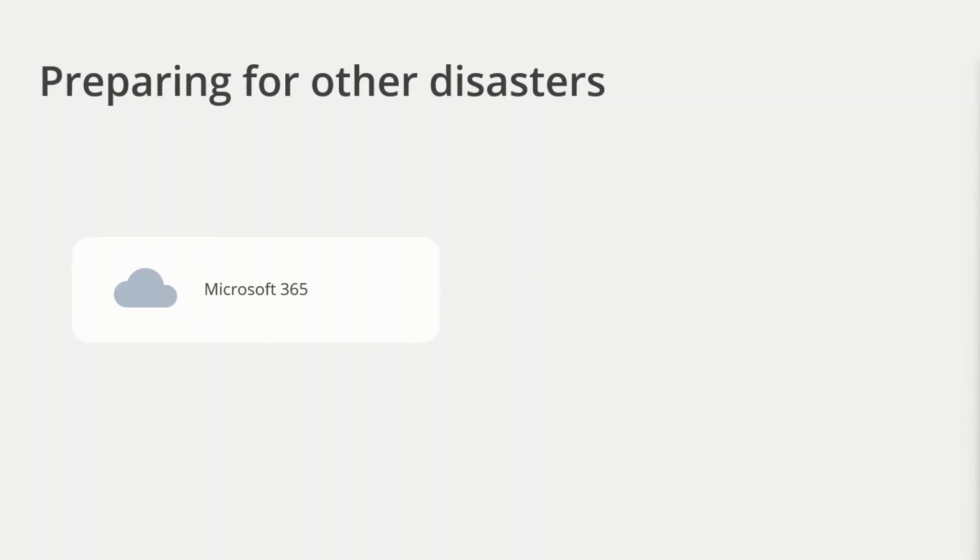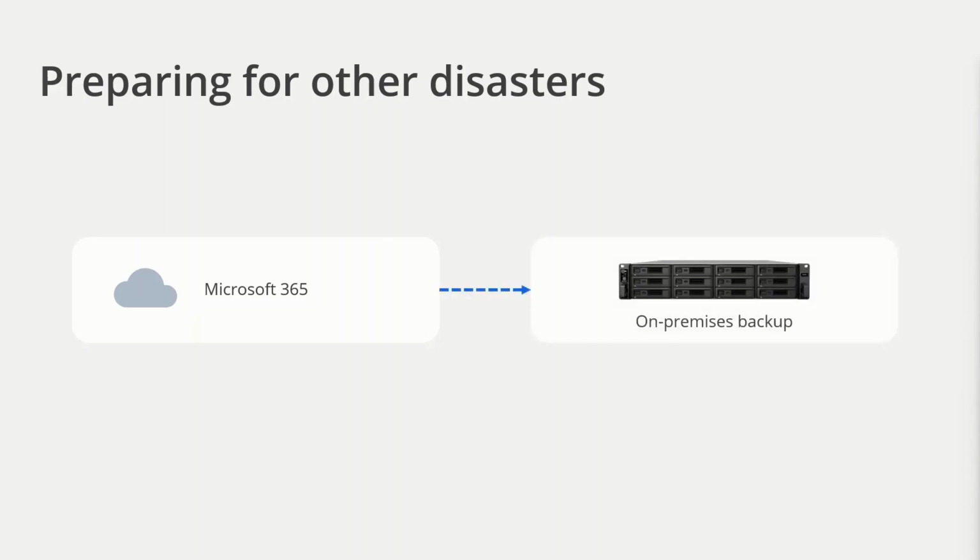So that's kind of taken a look at what goes into speccing out a backup solution, but how do we actually go about implementing our solution? So we need to take a look at the way that we utilize our Microsoft 365 environment and how we can back it up to an on-premises device.